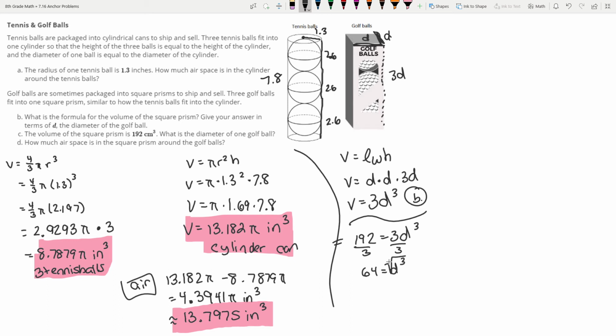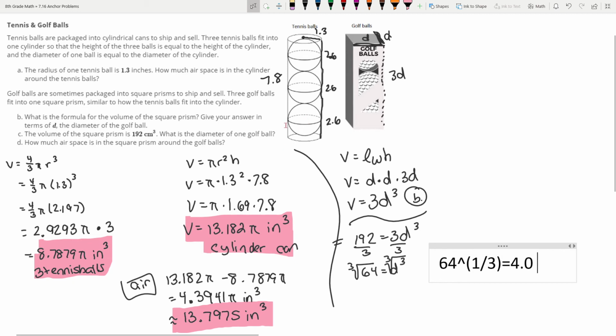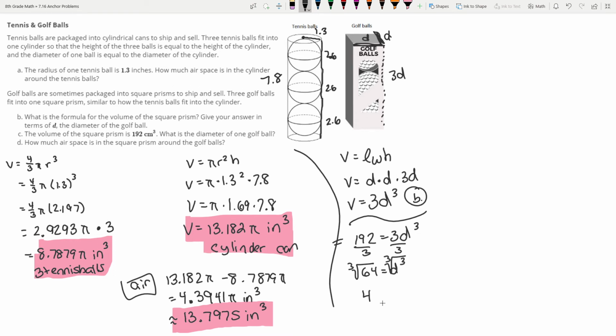You take the cube root of both sides now. The cube root of 64 is the same thing as 64 to the 1/3 power. And it's going to be 4. That's nice. 4 is equal to the diameter. So 4, we're in centimeters, it looks like, equals the diameter of one of the balls. So that's our answer for C. By the way, our answer for A was over here.